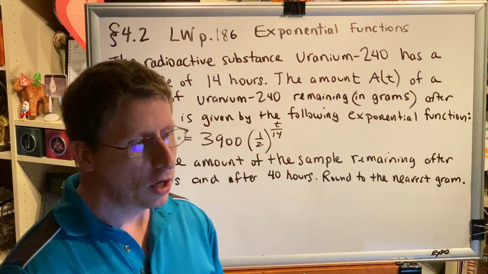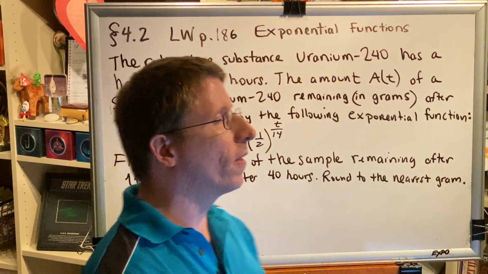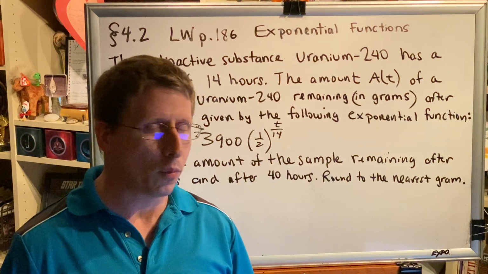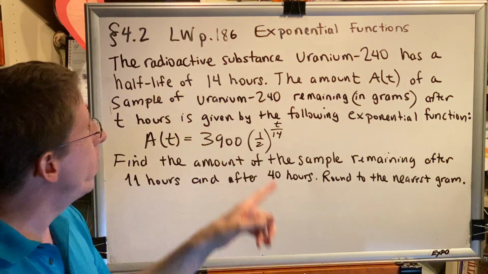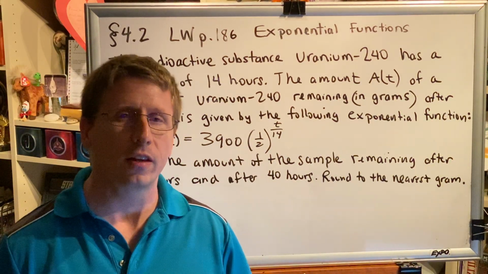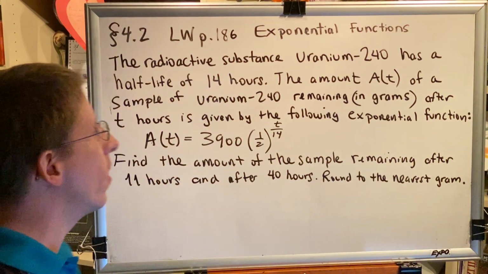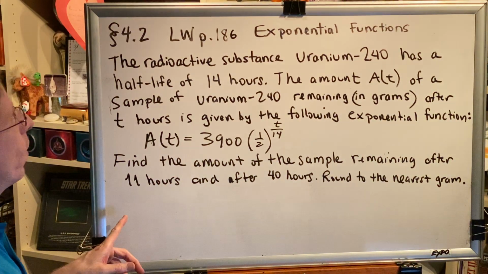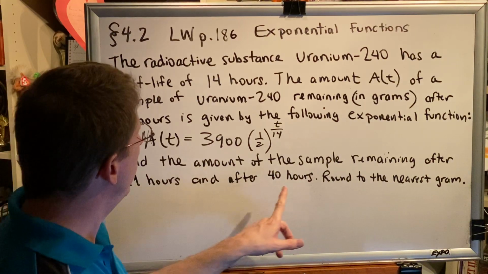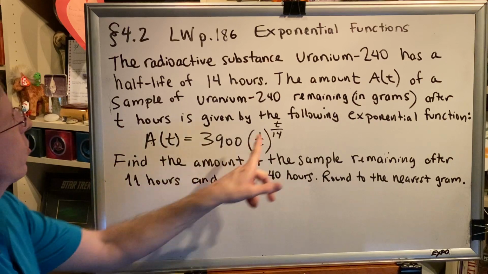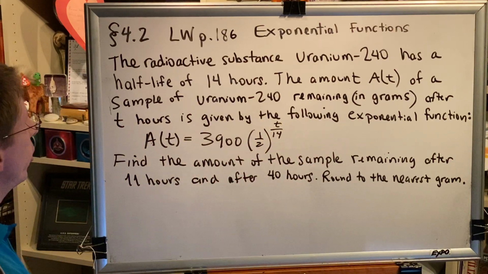Okay, great. So here's the first thing that I want to go over with you on this problem. First of all, we are not going to use the number 240 at any point in our solution. The 240 is just used as an identifier. It's telling you which kind of radioactive uranium we're talking about in this problem. But what we are going to use are the numbers 11 and 40. These are telling us the amount of time in hours. So they're going to go right up here for the value of T.